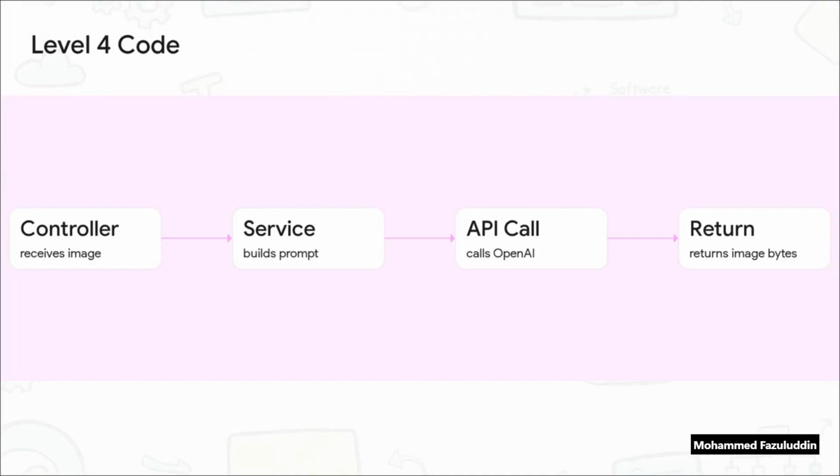And finally, we zoom all the way down to those individual bricks. Level 4, code. This is exactly how it executes. Step 1, the controller receives the multi-part file. Step 2, the service converts it to a resource. Step 3, it builds the image prompt. Step 4, it calls the OpenAI API client. And Step 5, it returns the generated image bytes. It is precise, it is incredibly detailed, and it perfectly completes our hierarchical decomposition.